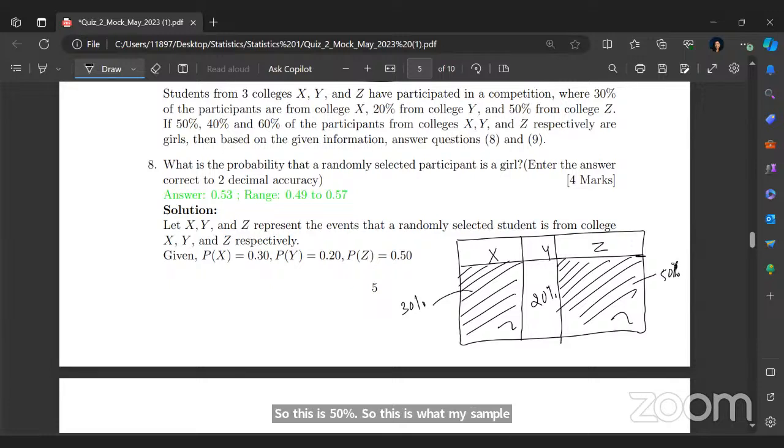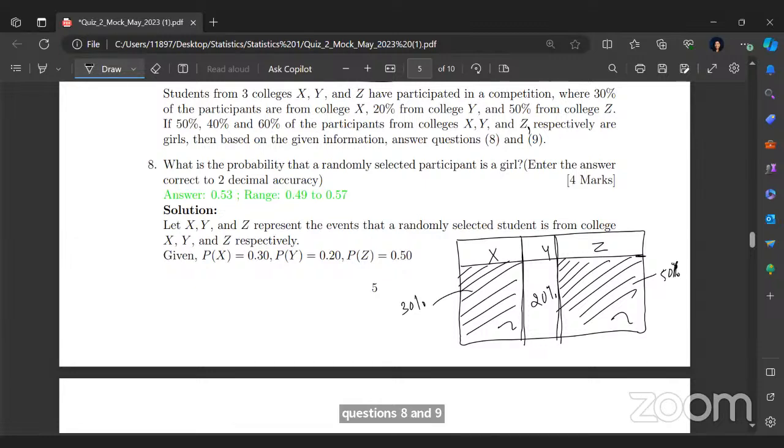I mean, all the students who are participating in the competition, this is my sample, and all these are coming from different colleges. So it's like mutually exclusive and exhaustive events, right? There are some students coming from college X, some from college Y, and some from college Z. Now what we are saying is, if 50%, 40%, and 60% of the participants from college X, Y, and Z respectively are girls, then based on the given information, answer questions 8 and 9.